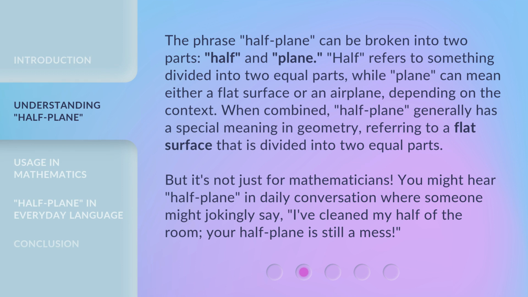The phrase half-plane can be broken into two parts, half and plane. Half refers to something divided into two equal parts, while plane can mean either a flat surface or an airplane, depending on the context. When combined, half-plane generally has a special meaning in geometry, referring to a flat surface that is divided into two equal parts.